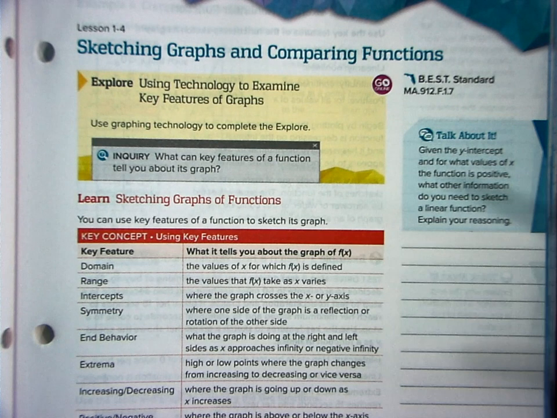End behavior is what the graph is doing as it goes right and left, as x approaches infinity or negative infinity. Extrema is just where the graph curves. Increase, decrease means it goes up or it goes down. Positive or negative means the y values, because it's in reference to the x-axis.